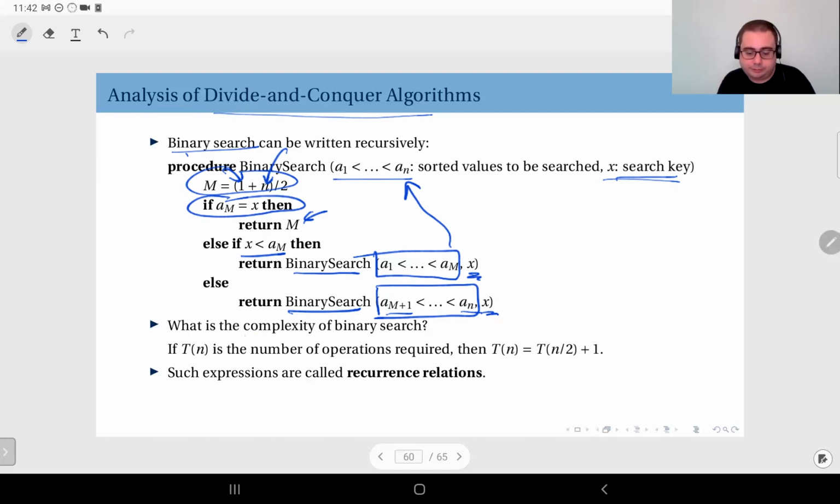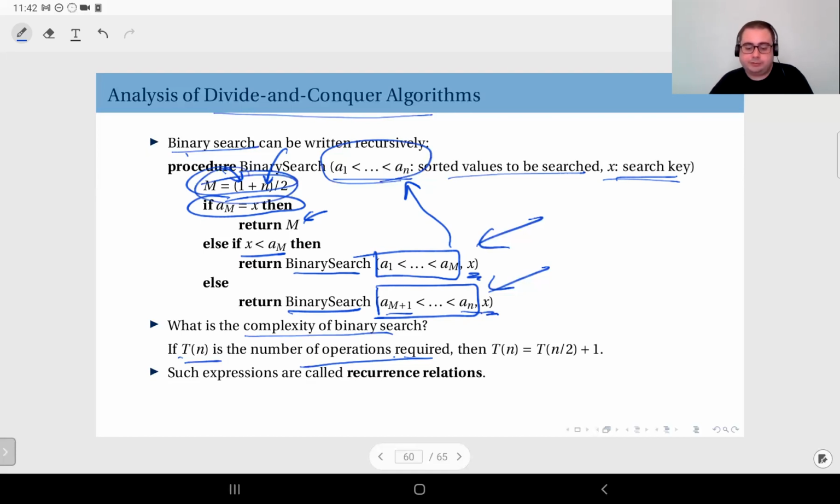So what is the complexity of binary search? It's not that straightforward to answer, but what you can do is represent the number of operations required by T of N, if the values to be searched consist of N values. Since M is the midpoint, either you are looking at the left half or you are looking at the right half. In either case, the size is cut in half.